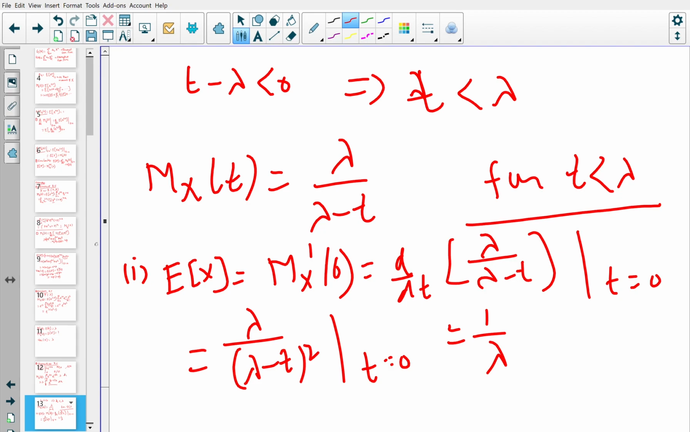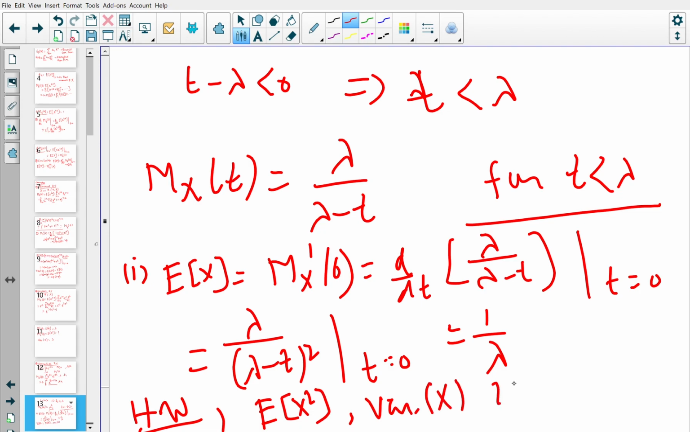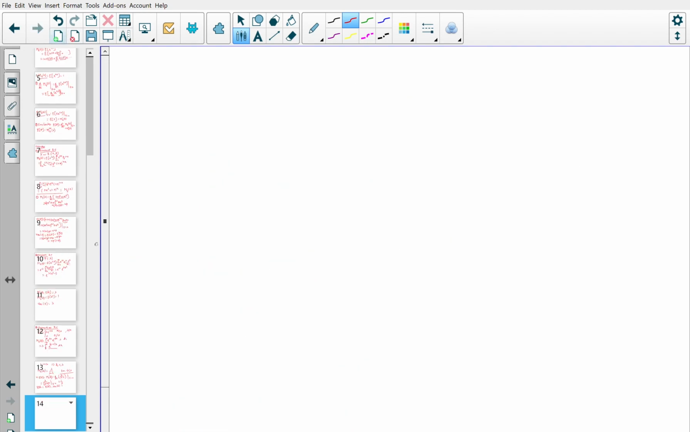Now homework: find out the other moments and the variance. Find out the second raw moment and variance of the exponential random variable. Okay, now one more very important random variable we learn is the normal random variable. This I need to discuss in detail. So normal random variables.